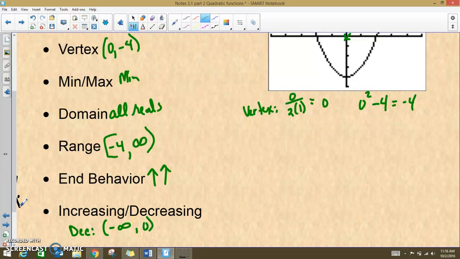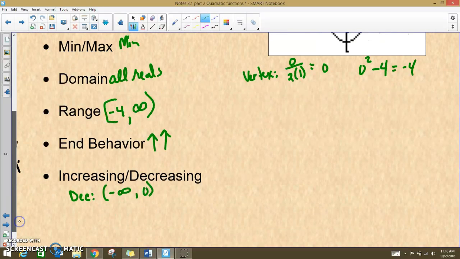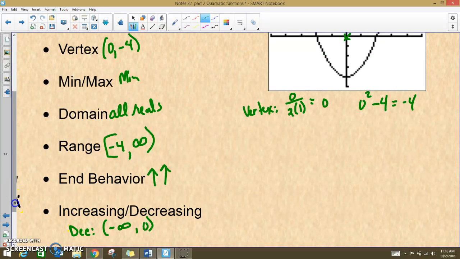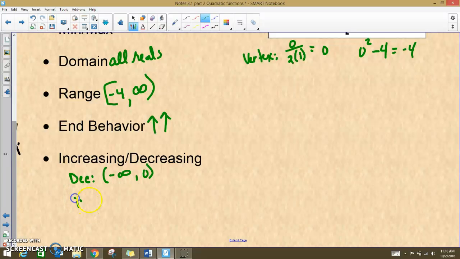So it's decreasing from -infinity to 0, and that's increasing from 0 to +infinity. And remember, we said the numbers, not the infinity symbols, we have two numbers that are increasing and decreasing. They should be the same, and they should always match the x coordinate of our vertex.